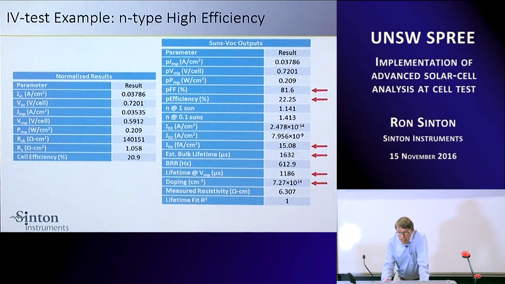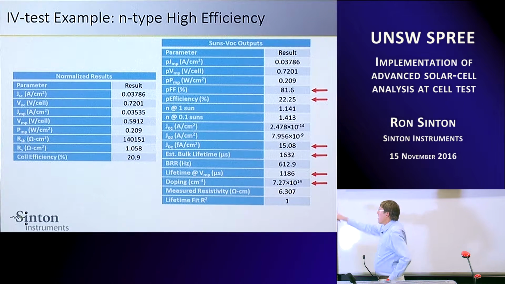So on this particular cell tester, you get all of the conventional parameters, which I show on the left. And then you get all of these pseudo parameters as well. And there are so many of them, I highlighted the key ones in red, which is the pseudo-fill factor, the pseudo-efficiency, the J0 of the emitter, the estimated bulk lifetime, and then finally the doping.